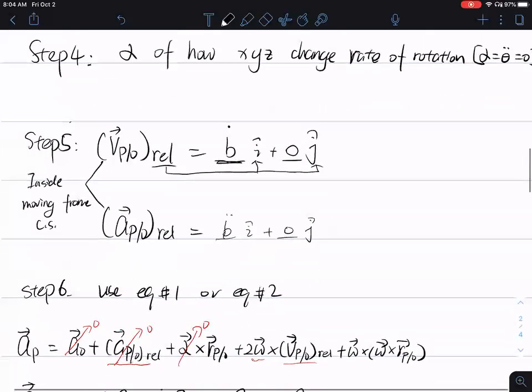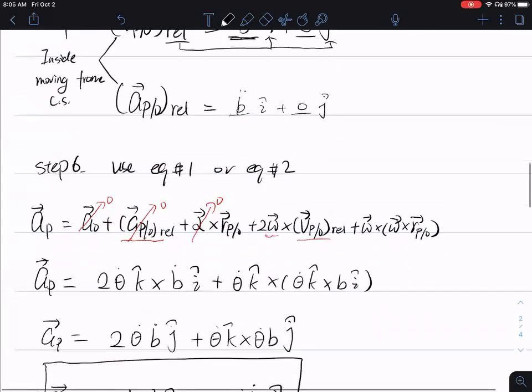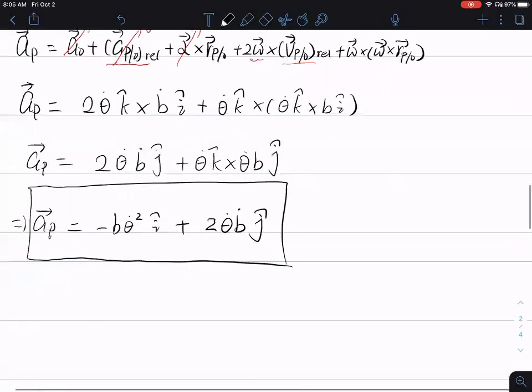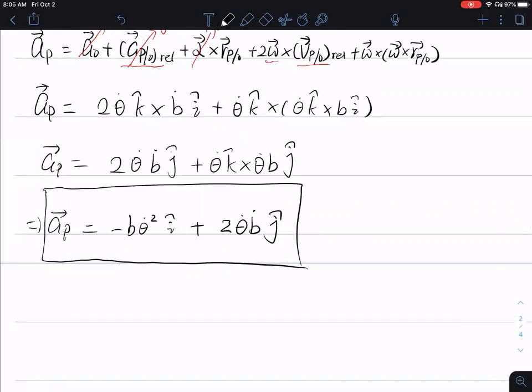Those velocity and acceleration should be in terms of little i and little j. And step 6 is to apply the equations we learned. In this chapter, we only learned 2 new equations. One is the velocity equation, another one is the acceleration equation. So step 6 is to apply those equations based on what this problem is asking for. Then you can find the answer. All right, that's what we did last time. Any questions on that example?